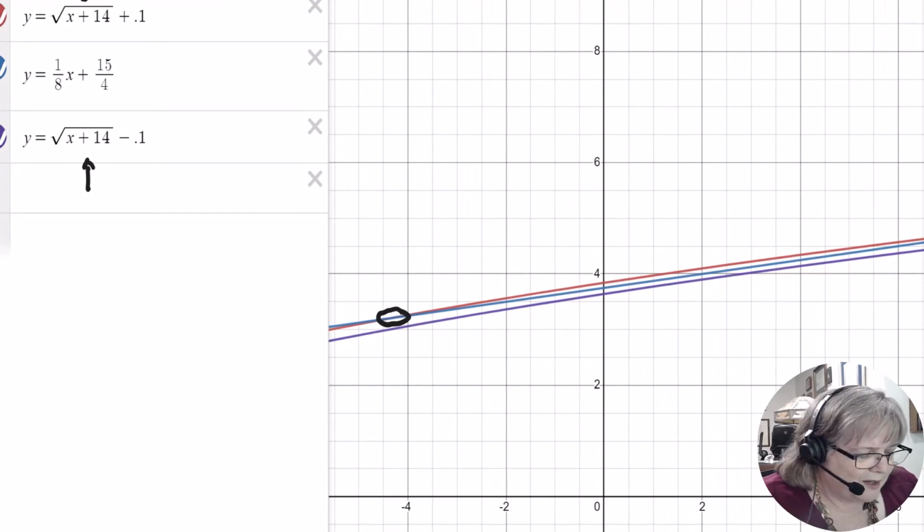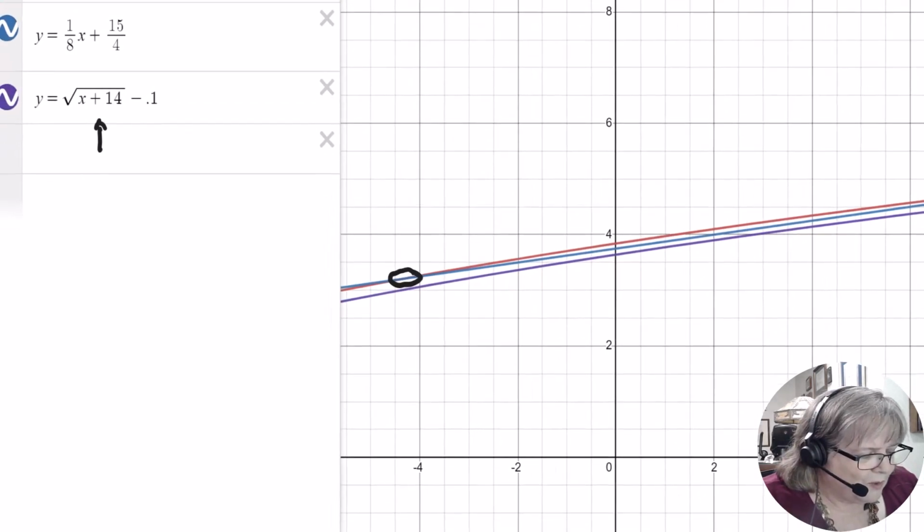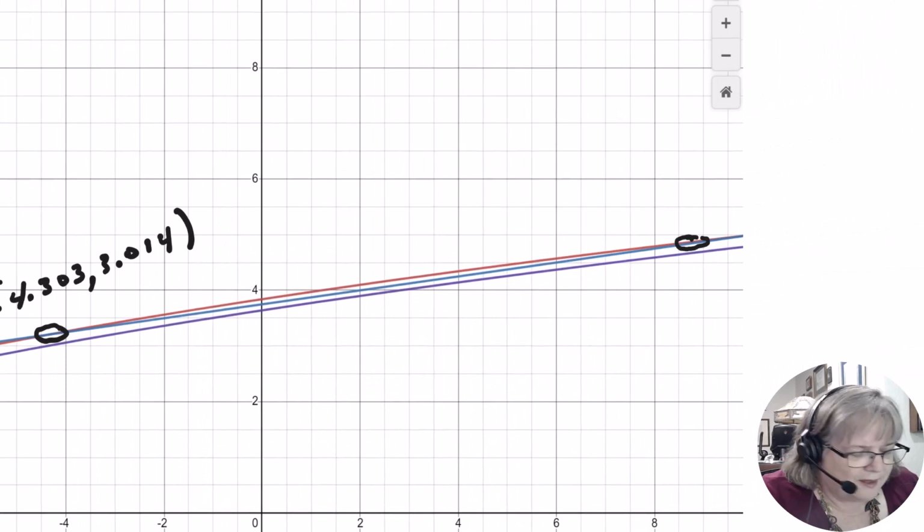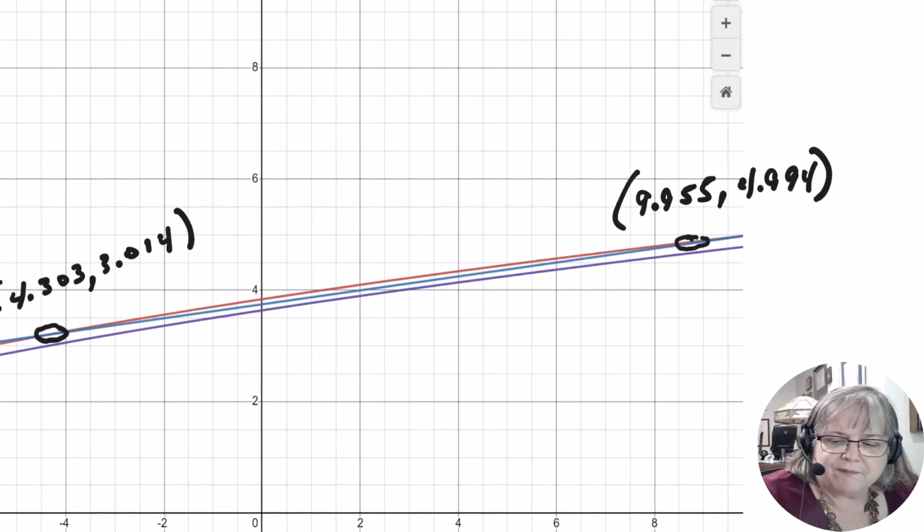Now, I ran these on my calculator to find out what those values were. This point of intersection is minus 4.303, 3.014. And this one is 9.955, 4.994. Okay?